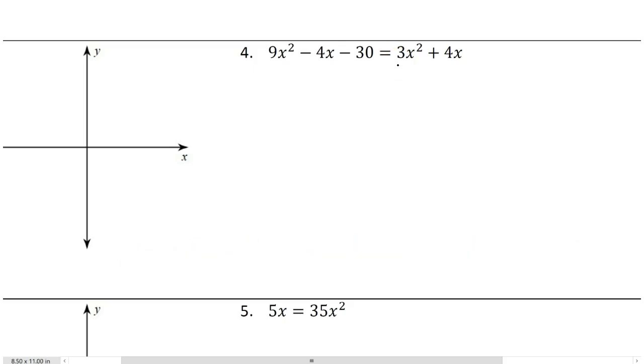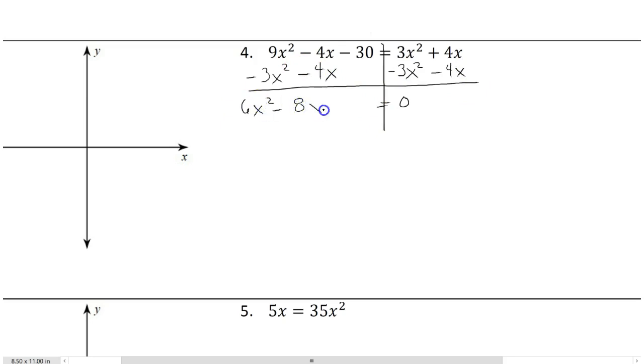Now that you have tried it, check your work. First, make the right side of the equation 0. Subtract 3x squared from both sides. Subtract 4x from both sides. 6x squared minus 8x minus 30 equals 0.